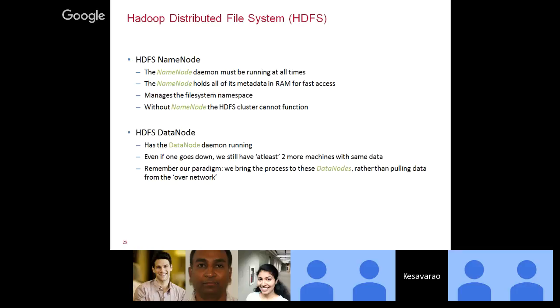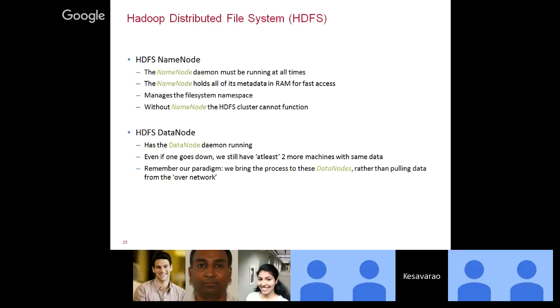If you need to get something from the hard disk, it takes a longer time than from memory, right? So it manages the file system namespace, and without the name node there is no cluster. So if the name node fails, it's basically a failure. That is one of the catches.